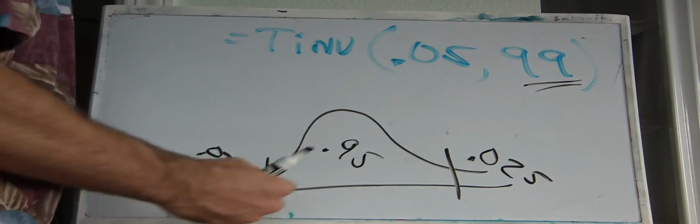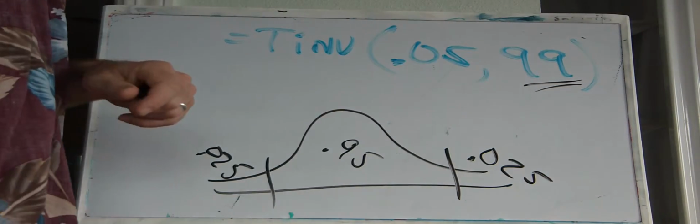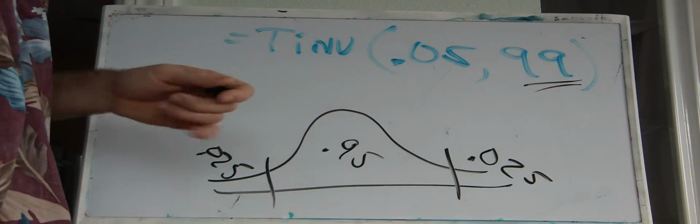So if you want to know how to get 95% of the probability in the meat of the distribution and 5% in the tails for this particular t-distribution, and you have 100 data points and 99 degrees of freedom, this would be the Excel function to use.